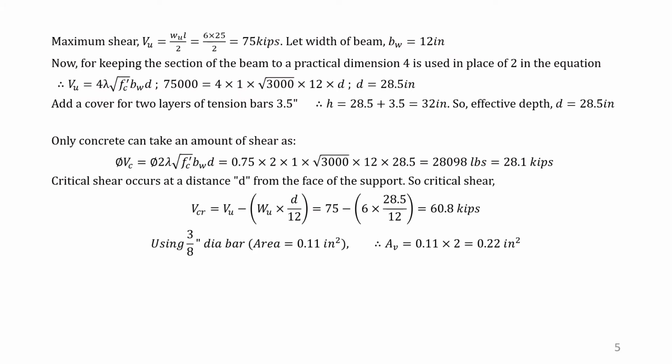Here the maximum shear is at the support, which is WL by 2. W is 6, L is 25, and that divided by 2 gives 75 kip load. We cannot keep two unknowns in a single equation. That's why we have to assume one, and then the other dimension will come from the relations.